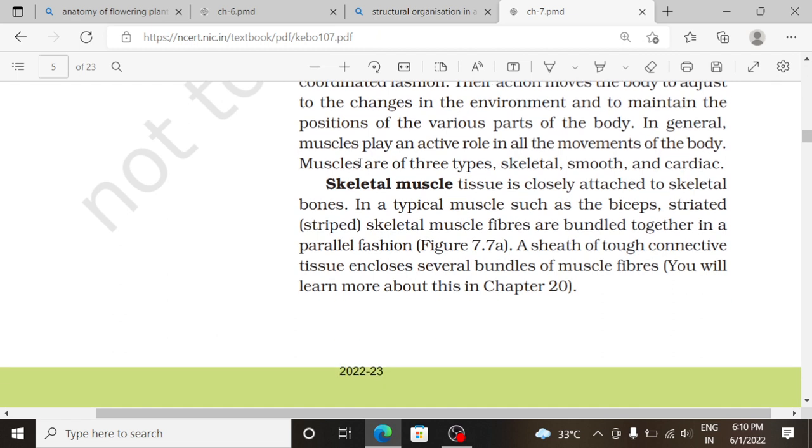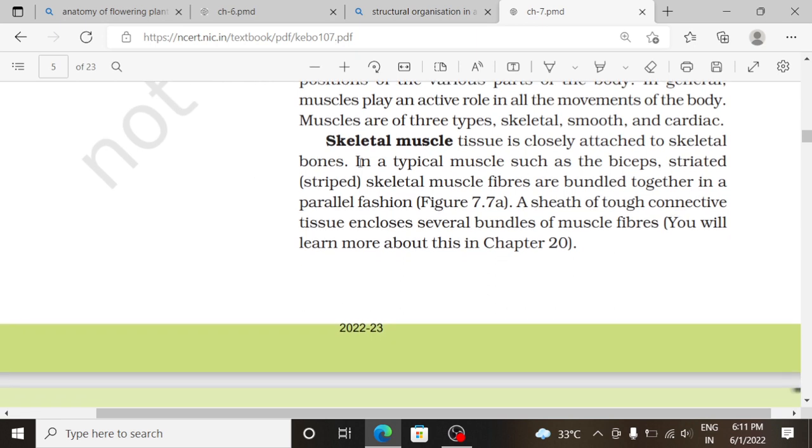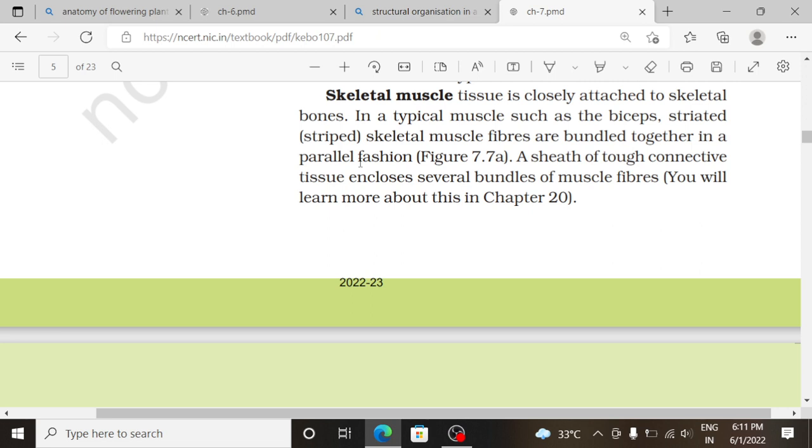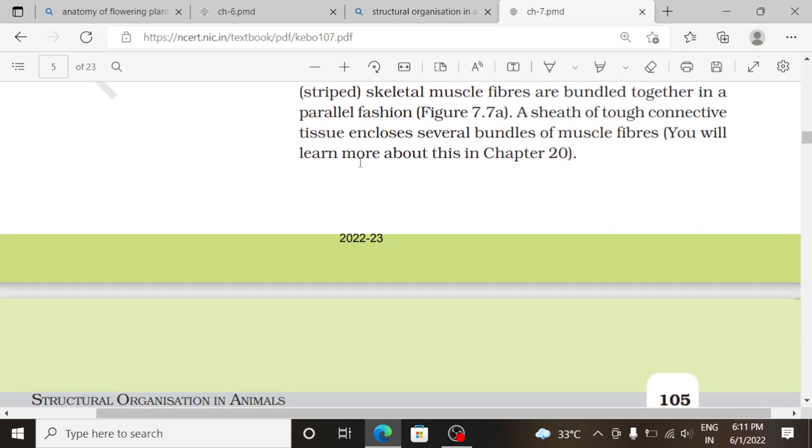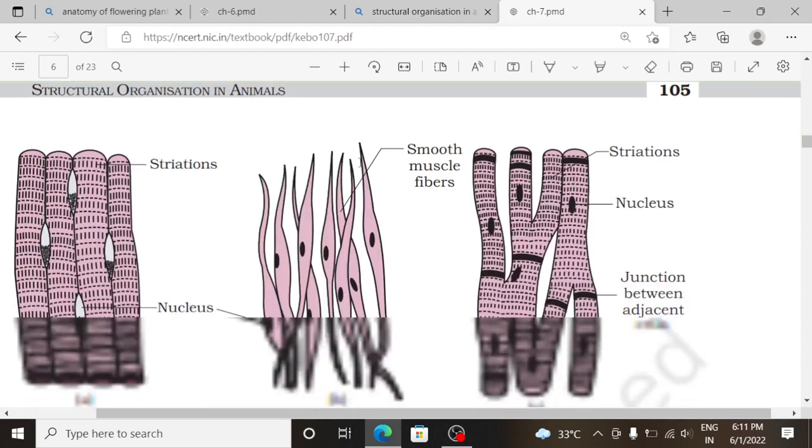Muscles are of three types: skeletal, smooth, and cardiac. Skeletal muscle tissue is closely attached to the skeletal bones. In a typical muscle such as biceps, striated, that is striped, skeletal muscle fibers are bundled together in a parallel fashion. A sheath of tough connective tissue encloses several bundles of muscle fibers. You will learn more about this in chapter 20.